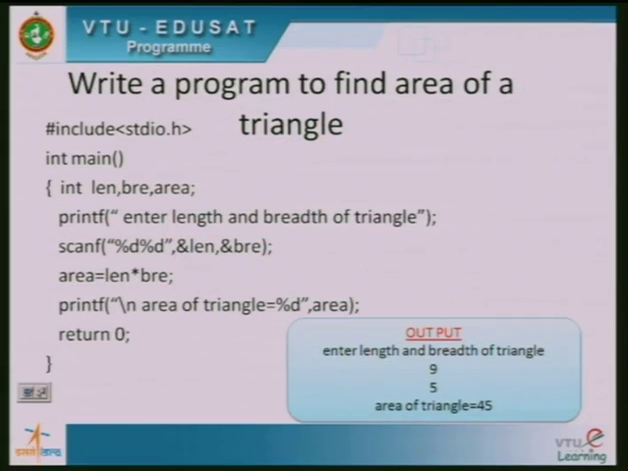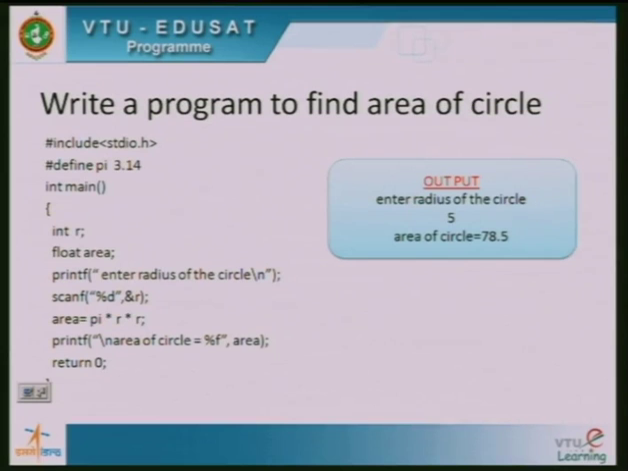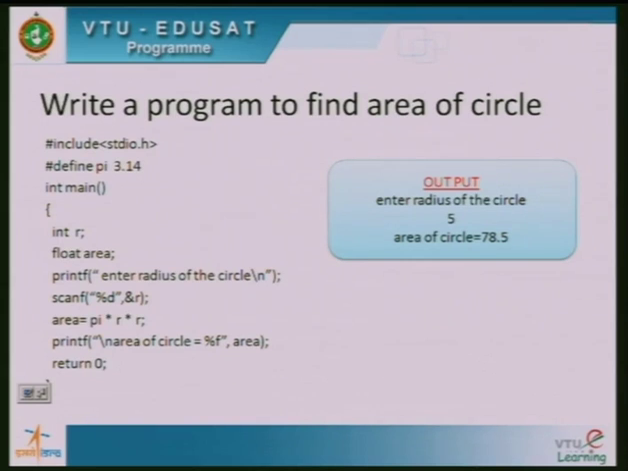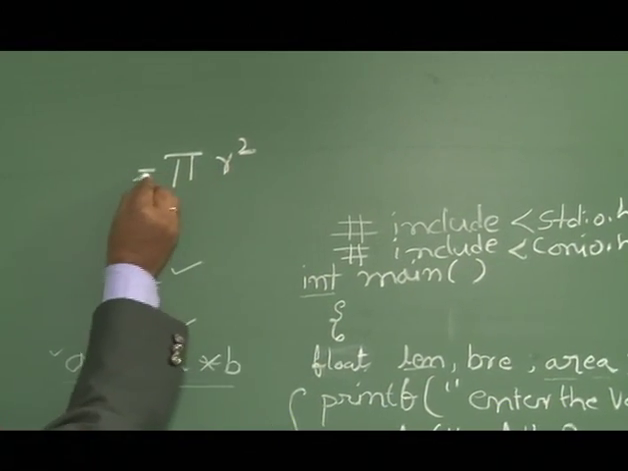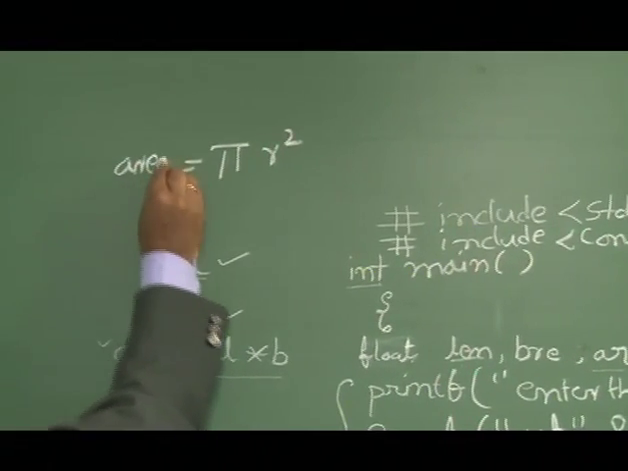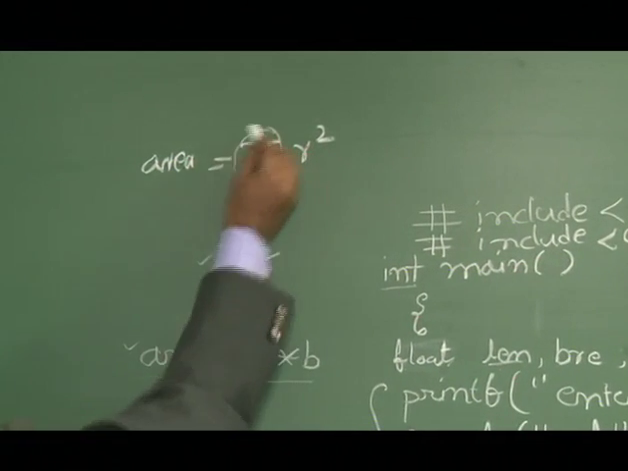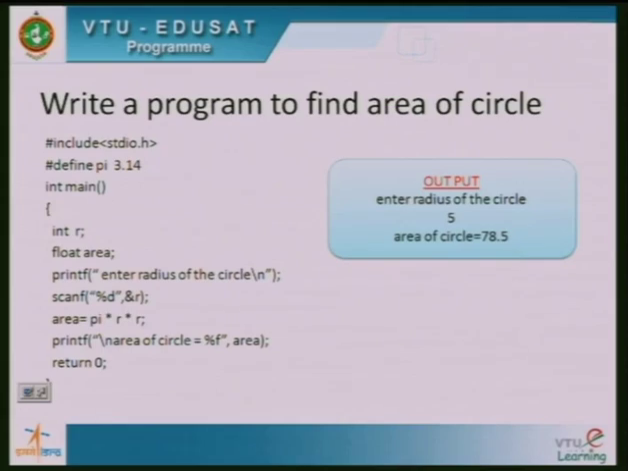Let us write one more program so that you will be comfortable to understand. Area of a circle. When you want to write the area of a circle, you know the formula of area of a circle is pi r square. This is how it is written in mathematics. The computer cannot understand this symbol because it is not an allowable character in our system.